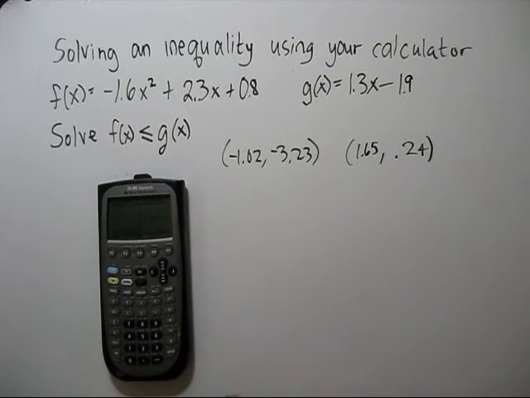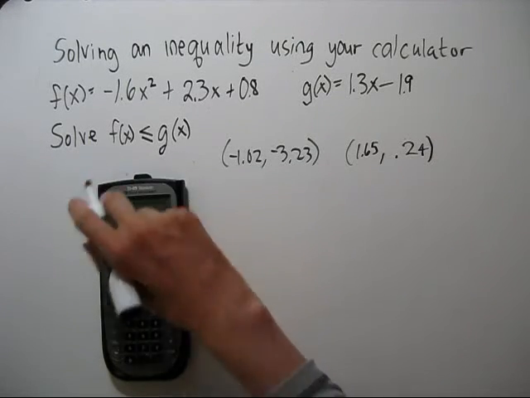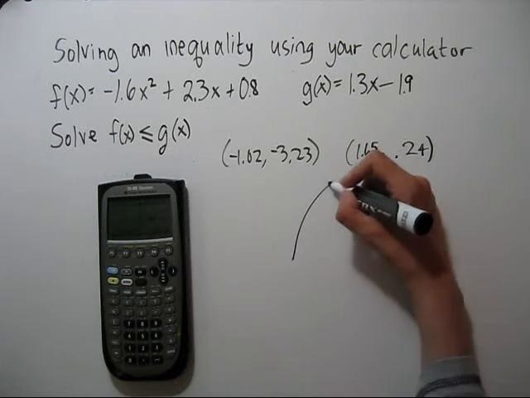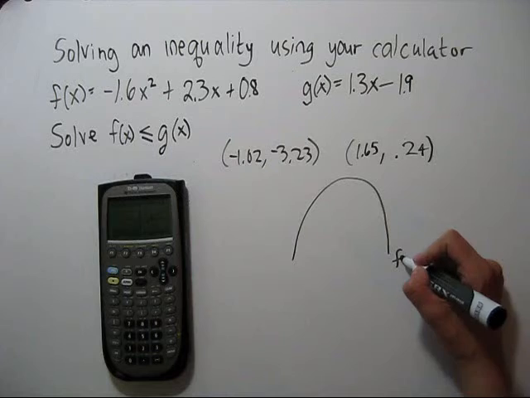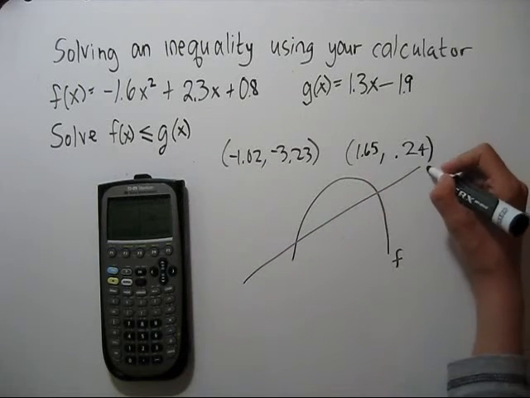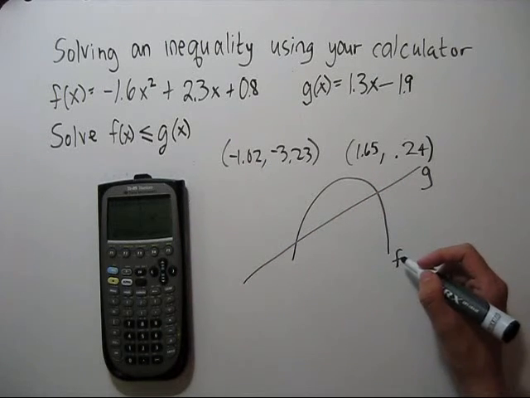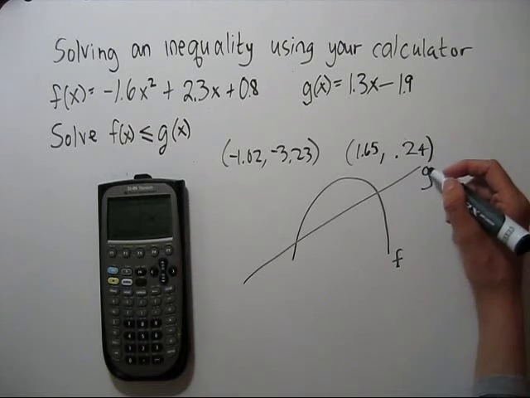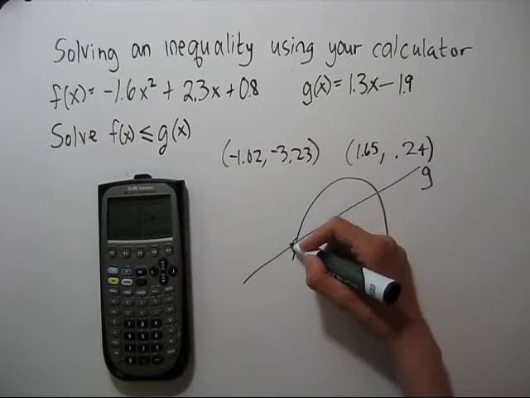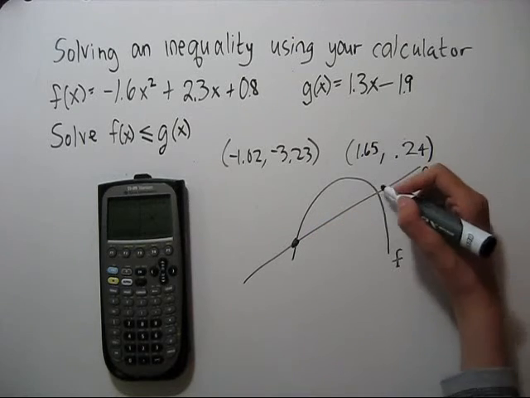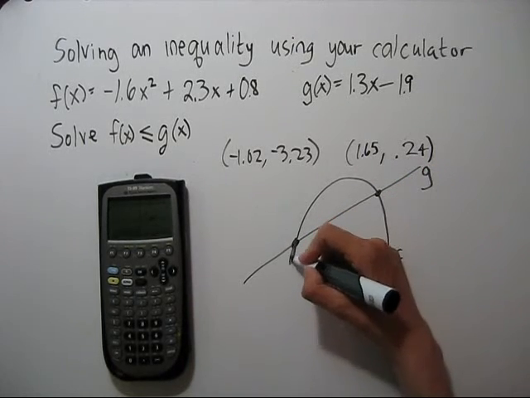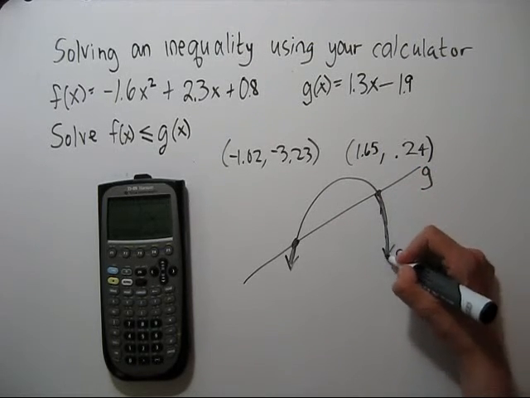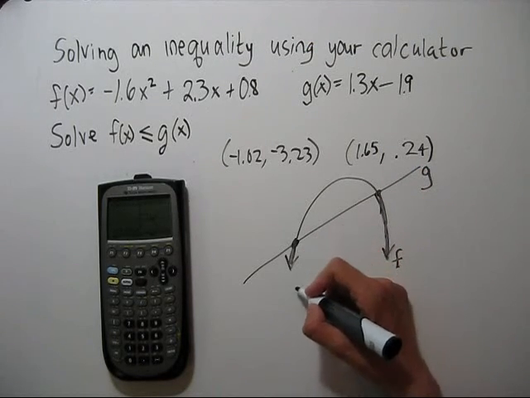Now let's interpret that in the context of our problem, solving f of x is less than or equal to g of x. Here's our f of x, it's the parabola. Here's our g of x, it's the line. We want the y values, or f of x, to be lower than the y values of g. Well, less than or equal to. So we'll include the intersection and then on down. So we want the x values corresponding to that.